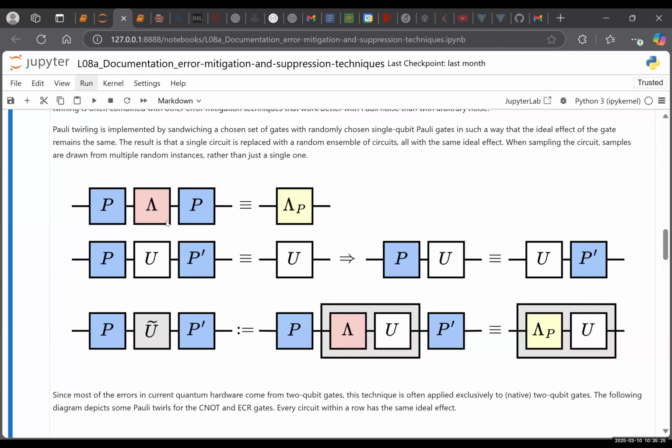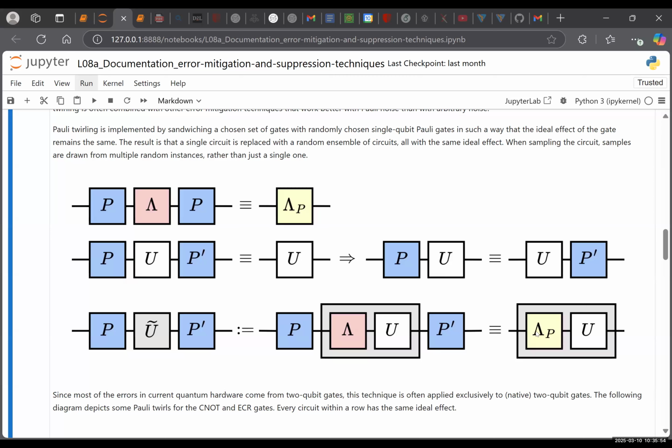So this lambda may represent some kind of error channel. So you have U tilde, which is an error gate. You can model it as maybe a channel followed by the ideal gate. And this will be, for example, the error here.